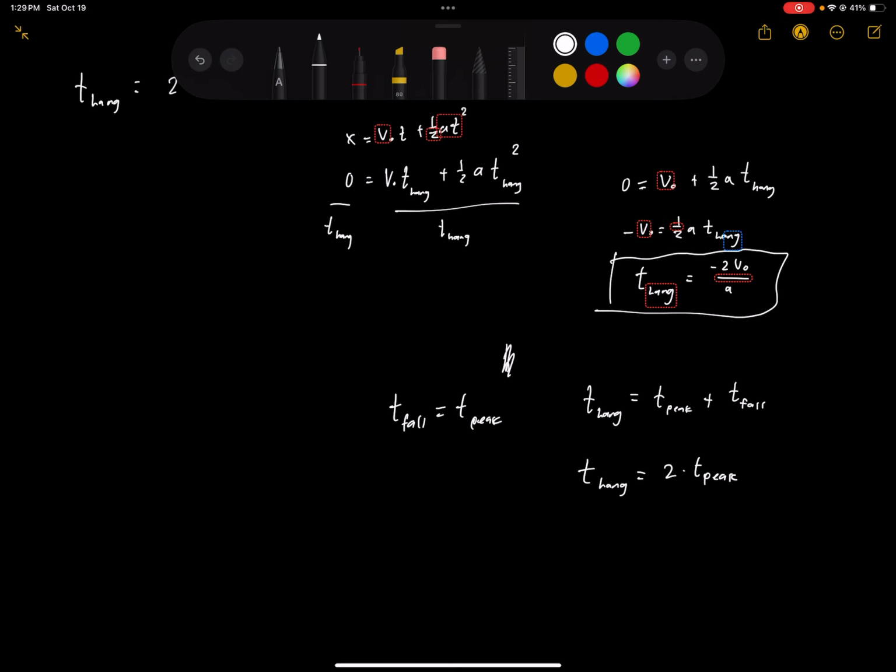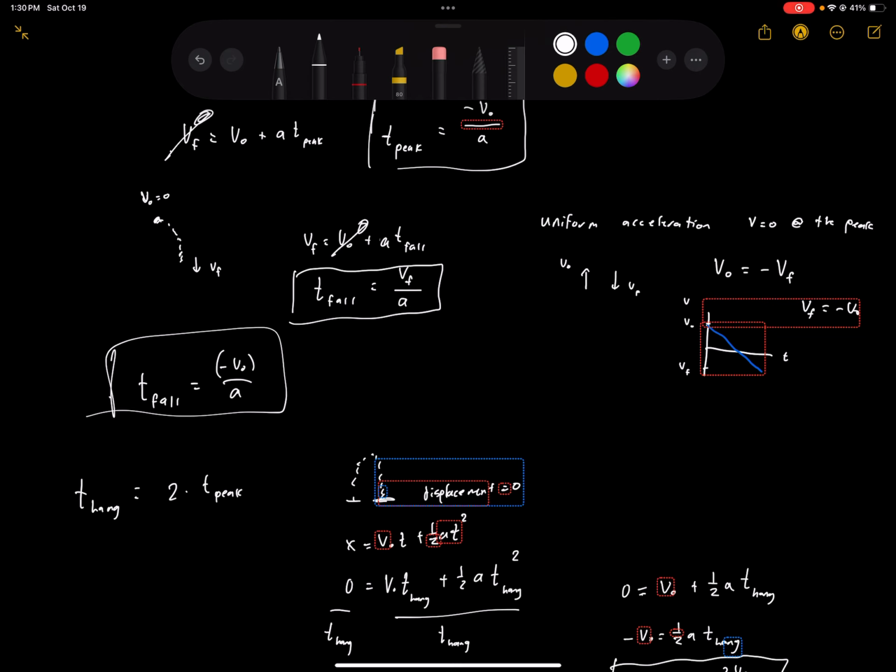And again, the whole point of this problem, when we did the lab, we just took that for granted, right? It's like, yeah, T hang has to equal twice the peak time. It made sense just based on the symmetry of the problem. But we need to understand where that comes from mathematically. If you analyze the situation, we see that the hang time has to equal twice the peak time, and that the peak time equals the fall time. And we showed this mathematically.